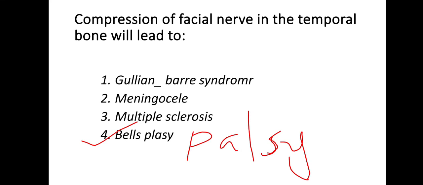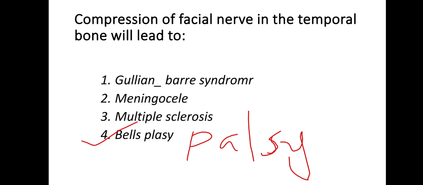Meningocele. Myelomeningocele, spina bifida. These all come under the neural tube defects. Okay, neural tube defects actually occur within the first month of pregnancy, right? Due to folic acid deficiency.